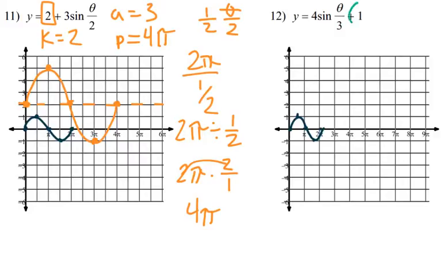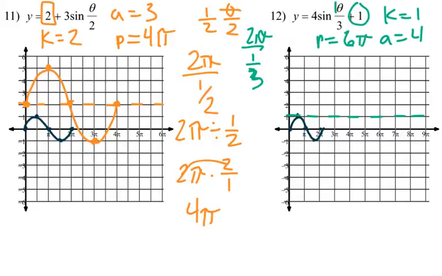Same idea for number 12. My midline, my K is 1, so there's our new midline. My amplitude is 4, so from that midline, I'm going to be going up 4 and down 4. And that's like 1/3, so 2 pi divided by 1/3 would really be 3 times 2 pi, so it'd be 6 pi, right? Because it'd be 2 pi times 3 over 1 instead of divided by 1/3, so that's why. So 6 pi is my end, and the y-axis is my beginning.